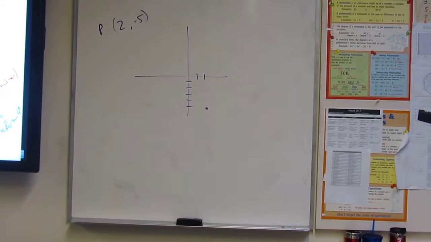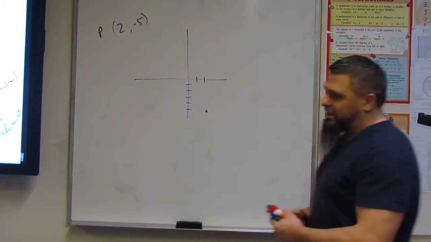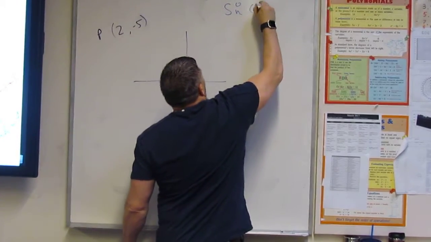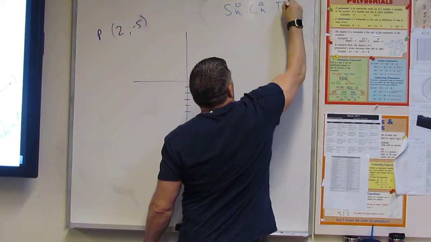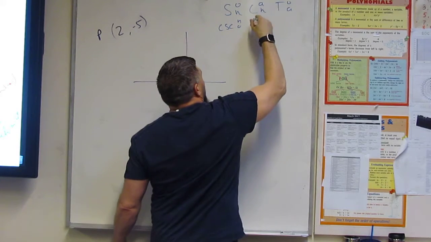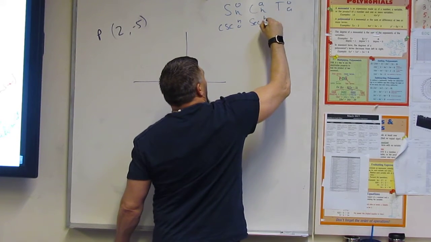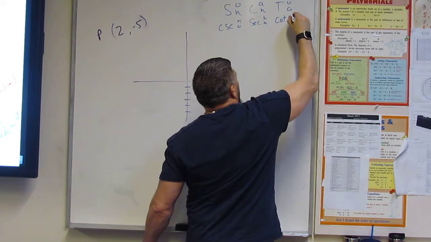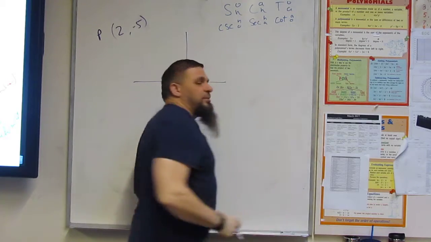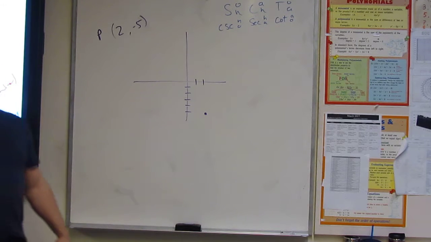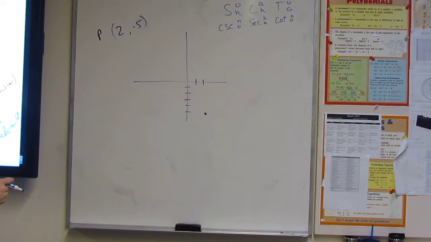So, six trig functions, nice and slow. Remember, your six trig functions are: SOH, CAH, TOA, right? And then cosecant is the reciprocal of sine, secant the reciprocal of cosine, and cotangent the reciprocal of tangent.